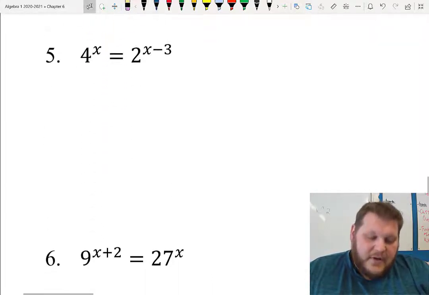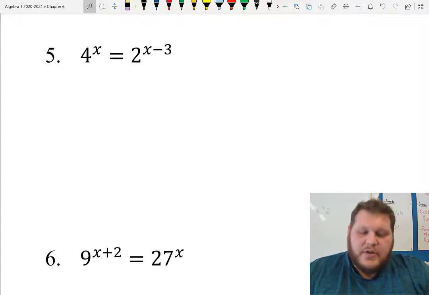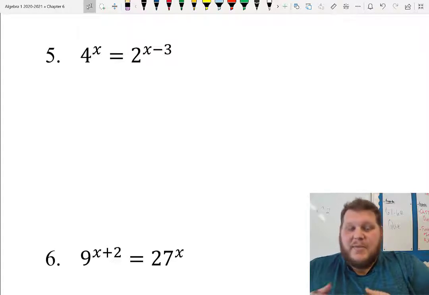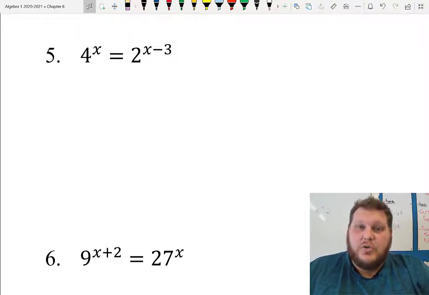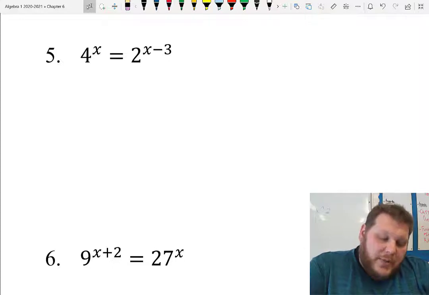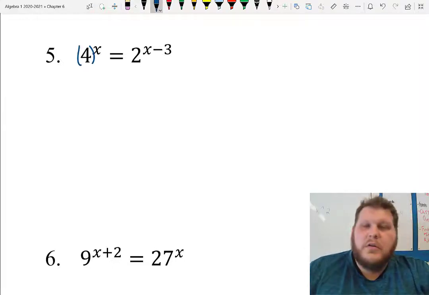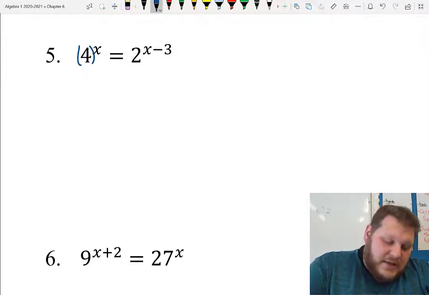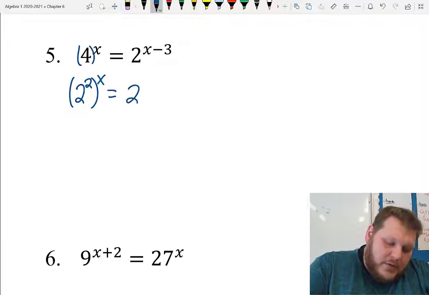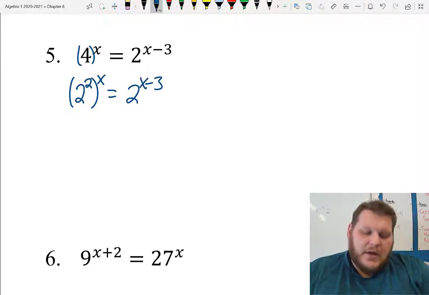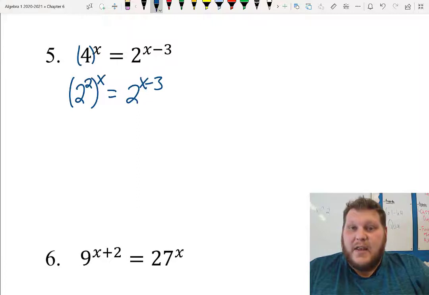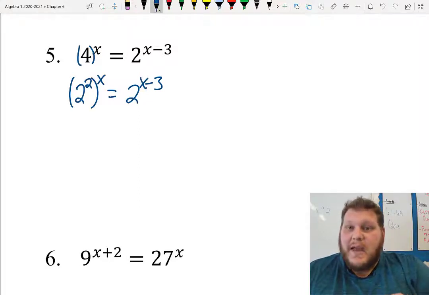For number 5, I've got 4 to the x power equals 2 to the x minus 3. So here in this one, my base is going to have to be the same. There's no simpler way to rewrite 2 other than just 2. So I'm going to have to rewrite this 4 as a base of 2. 2 squared gives me 4, so 2 squared to the x equals 2 to the x minus 3. Now, before I can set the exponents equal to each other, I have to have just my base of 2 to a single exponent.